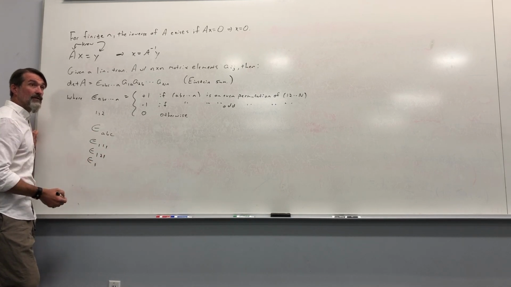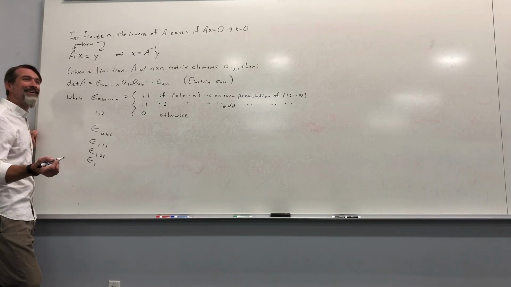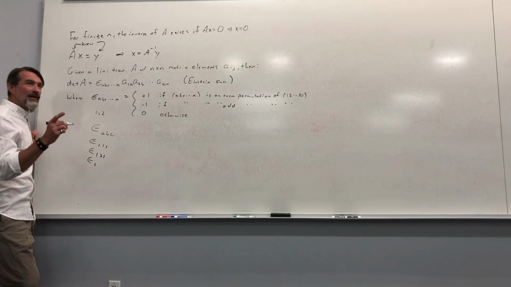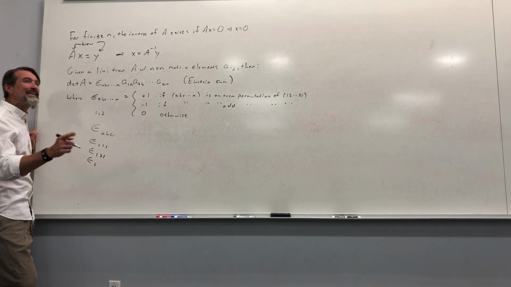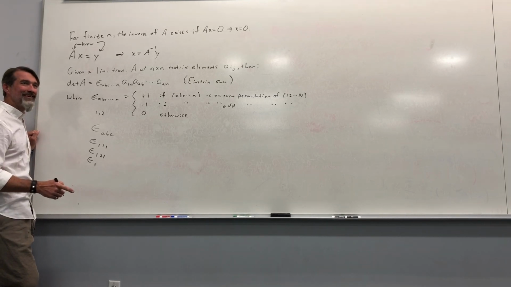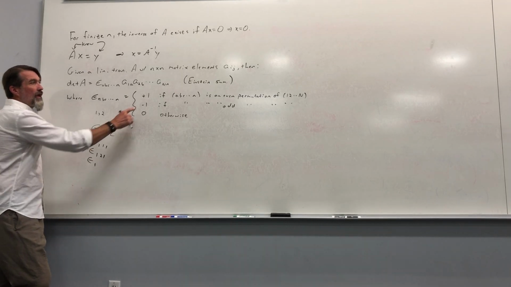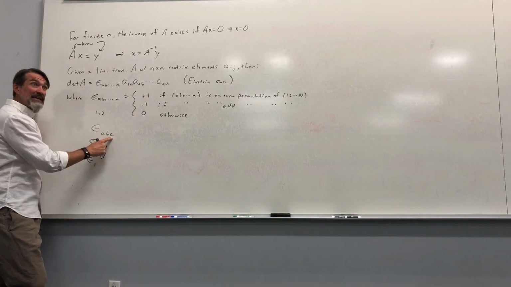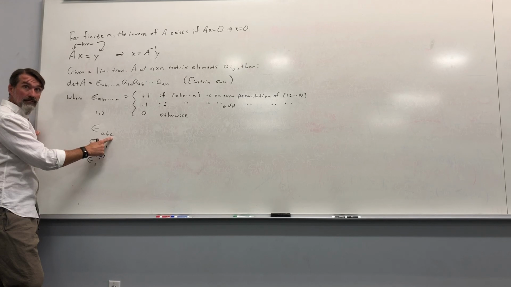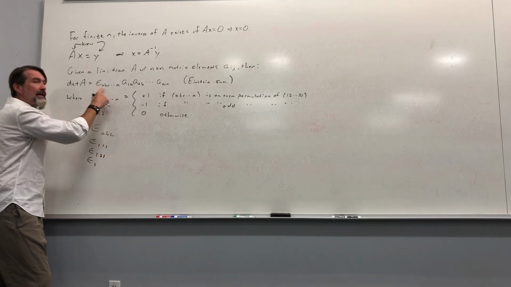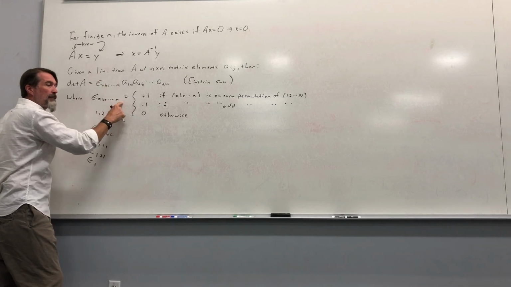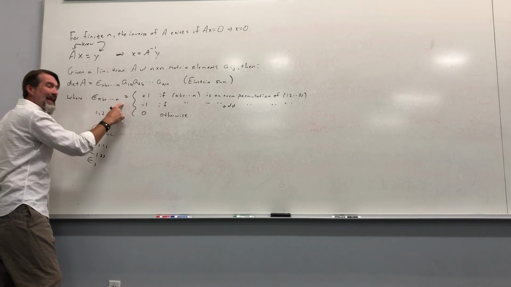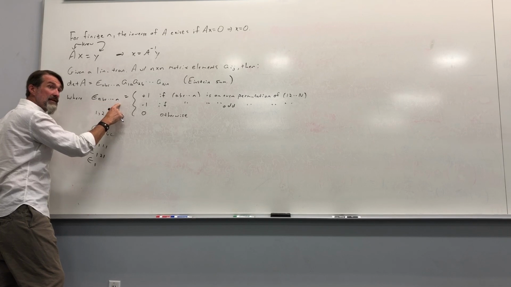In this case? They're 0. Why? Because I have to repeat at least one of them, right? Okay? The only way to get non-zero is for all of these to be different. Right. Everybody follow?